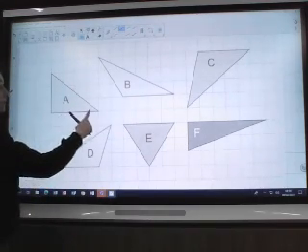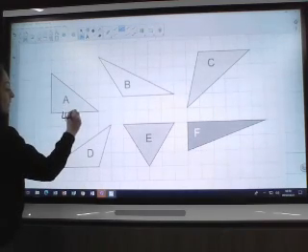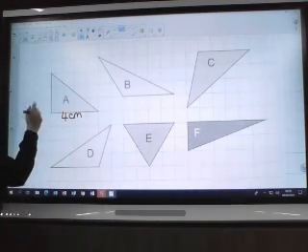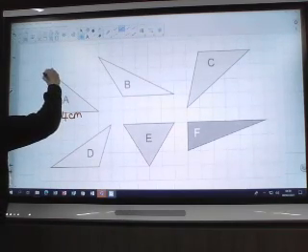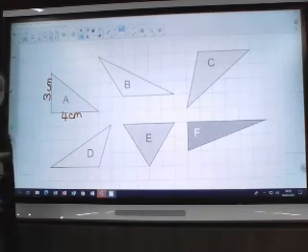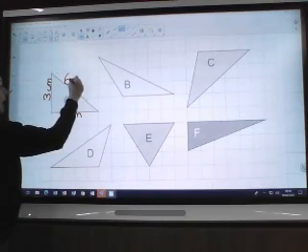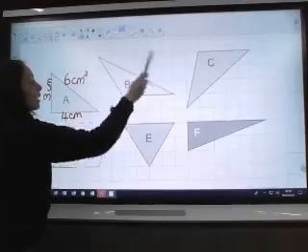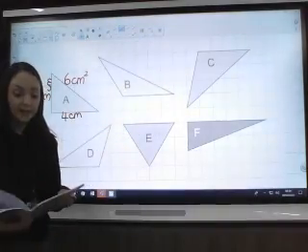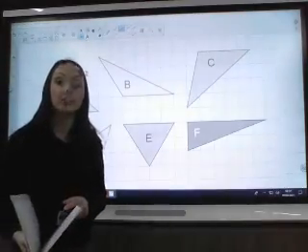So the base of this triangle is 1, 2, 3, 4 centimetres. Okay, the height then is going to be 1, 2, 3. So you need to count up. Okay, so then to work out the area of this triangle, you need to do 4 times 3, which is 12, and divide it by 2. So the answer for A is 6 centimetres squared. So you need to go through, work out the area for all 6, and then see which one has a different area.